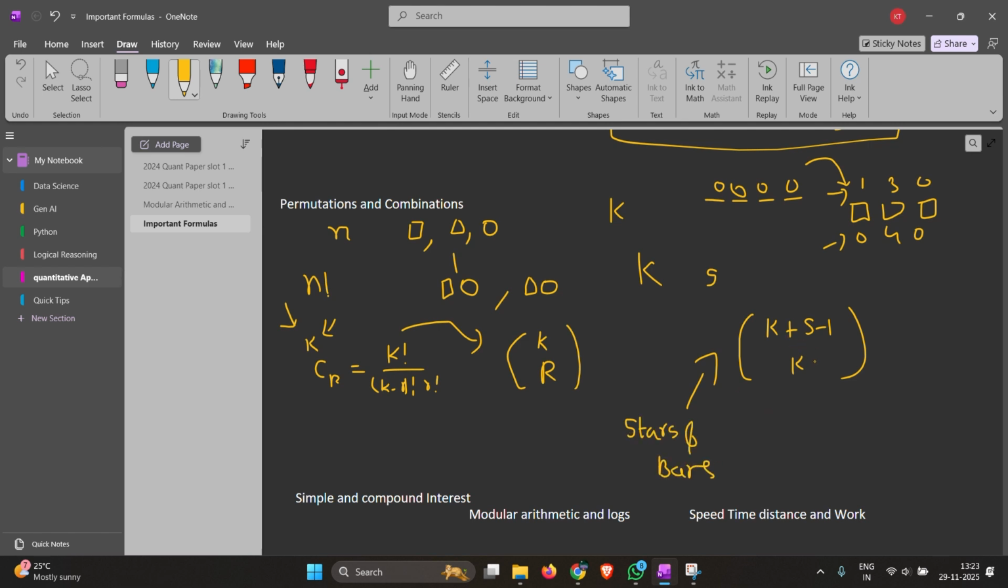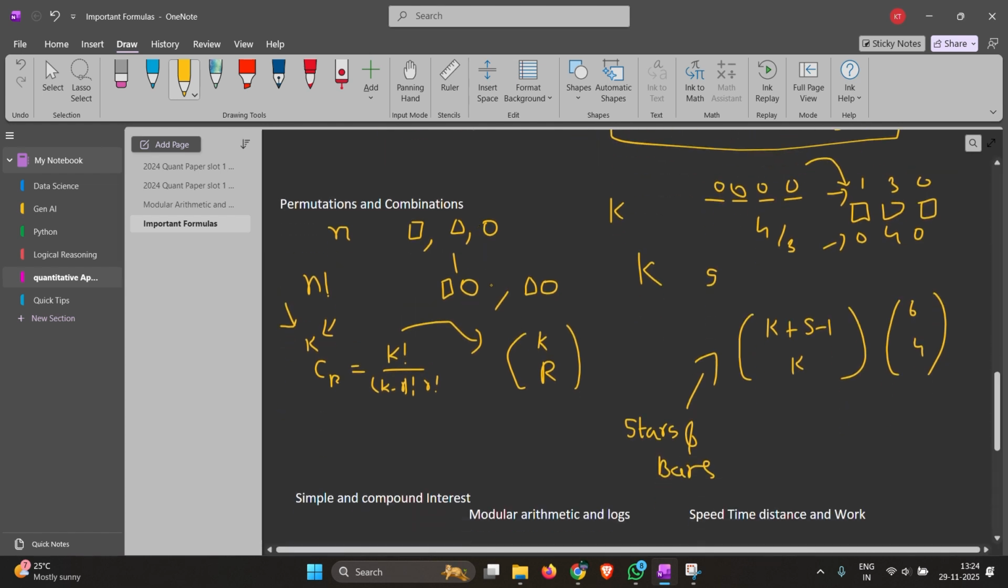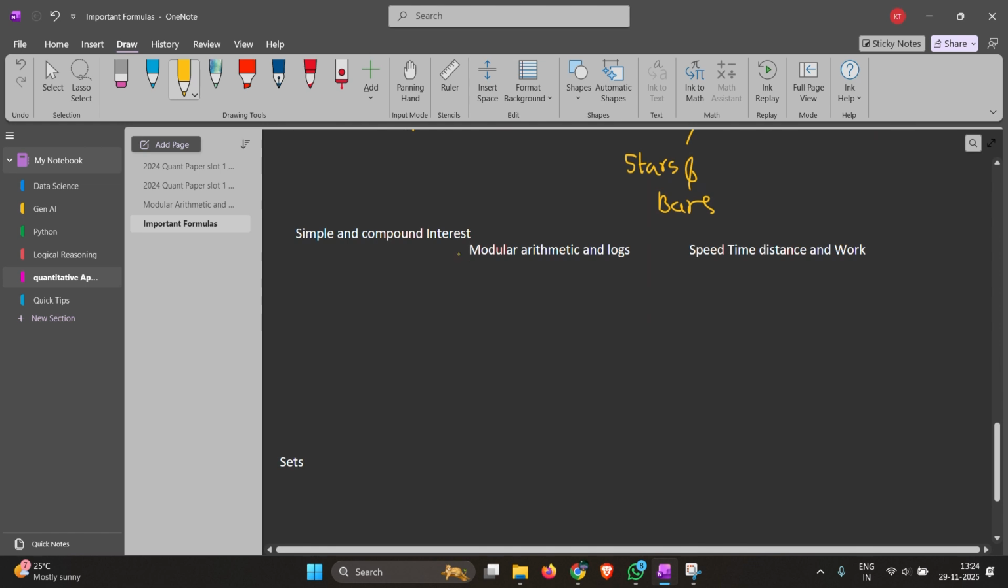So this is the formula for when we want to divide K objects into S groups. In this example, we wanted to divide 4 objects into 3 separate groups. So the formula for this would have been 4 plus 3 minus 1, so that would be 6, choose 4. So this gives us the total possible ways to divide 4 objects into 3 groups. So these are the main formulas that you might need for permutations and combinations. Let's move on ahead.